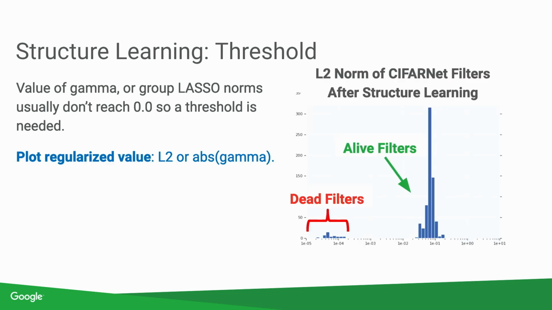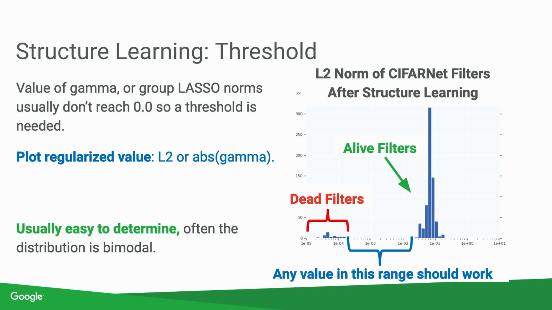So we have some number of filters that we know are alive. They have some reasonable values, and there are others where you can see that the network wants to kill them. We think of them as dead, and actually the threshold can be anywhere in between. It doesn't really matter. The performance is not sensitive to the threshold if you pick any threshold in between.